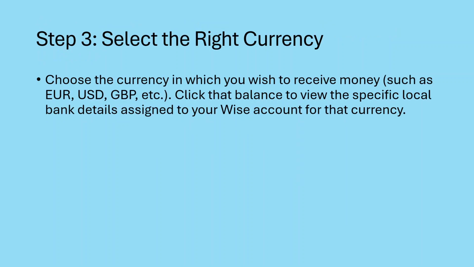Step 3. Select the right currency. Choose the currency in which you wish to receive money, such as Euro, USD, British Pounds, or whatever currency you like. Click that balance to view the special local bank details assigned to your Wise account for that currency.